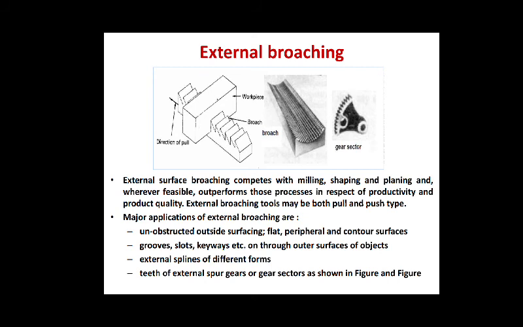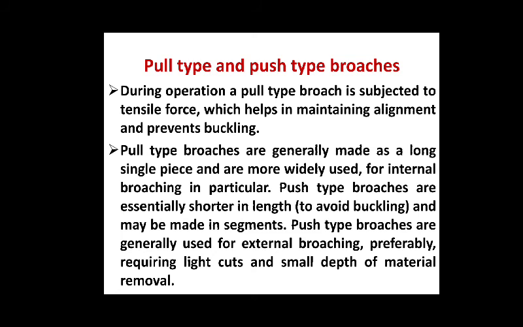Let us see next the pull type and push type broaches. A pull type broach is subject to tensile force, which maintains alignment and prevents buckling. Pull type broaches are made as a single long piece, and these are widely used for internal broaching. Push type broaches are shorter in length to avoid buckling and made in segments. Push broaches are used for external broaching, preferably requiring light cuts and small depth of material removal.